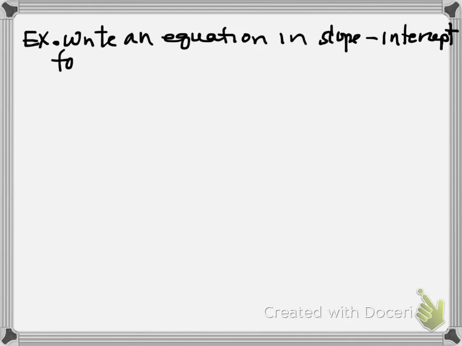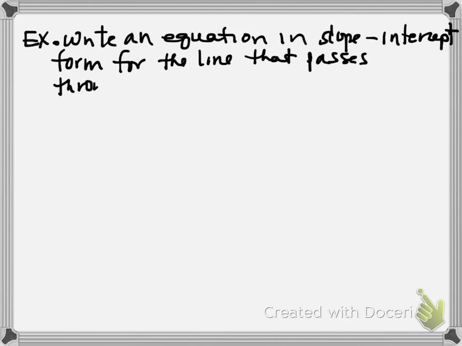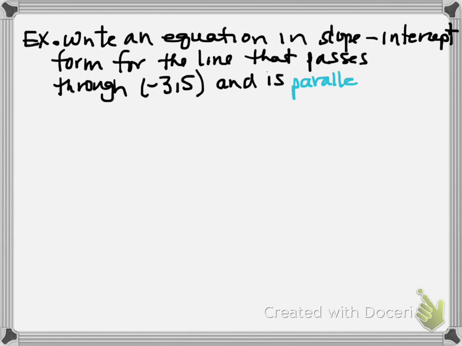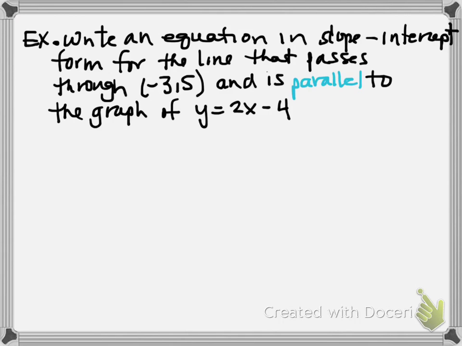Write an equation in slope-intercept form for the line that passes through (-3, 5) and is parallel to the graph of y equals 2x minus 4. Okay.